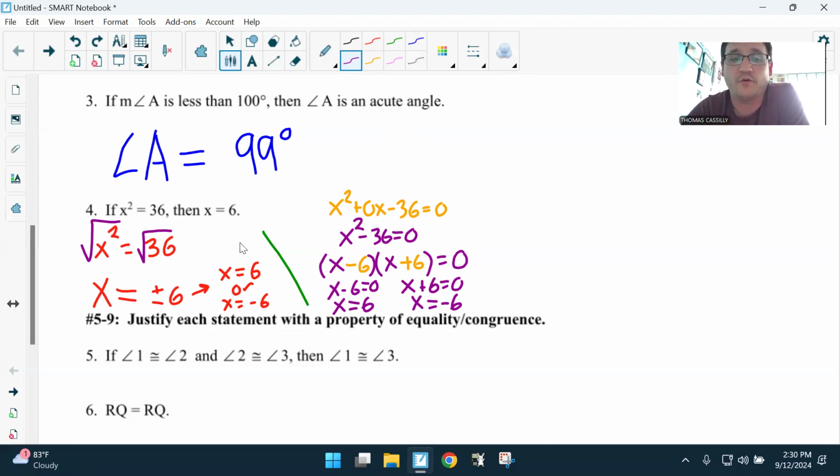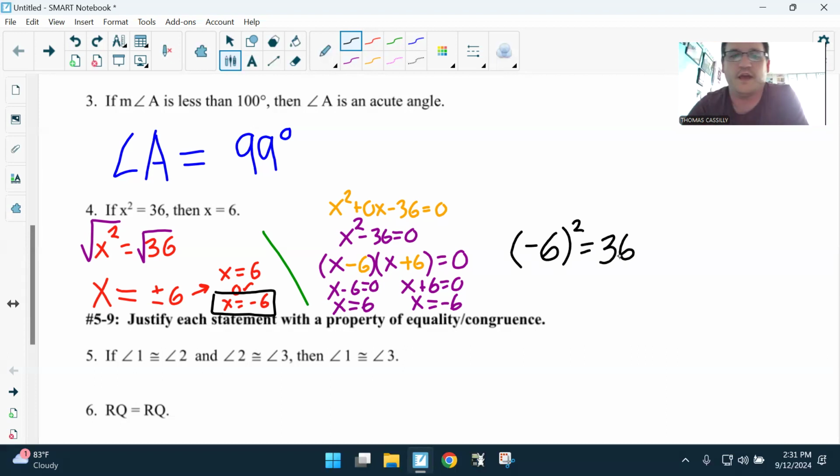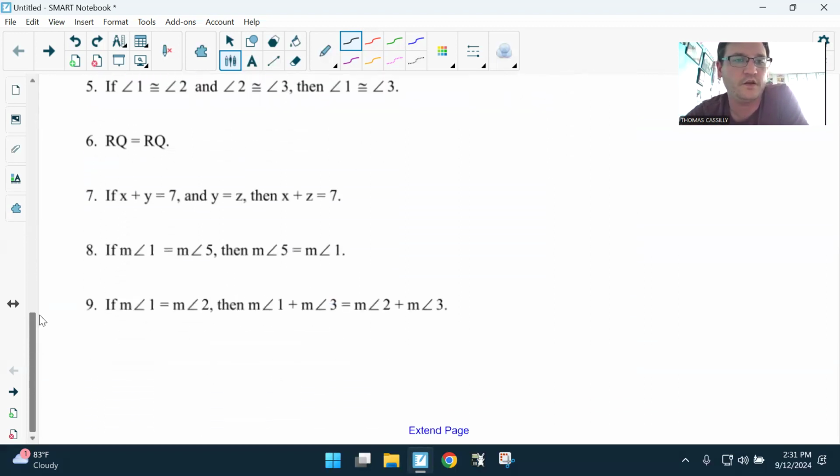So our counterexample for this problem is x equals negative 6. And again, we're keeping the first half true. Negative 6 squared is positive 36. Negative 6 squared does equal 36. But x is not 6 in that case, because 6 is not equal to negative 6. So keeping the first half true, the second half false. All right, a couple more here.